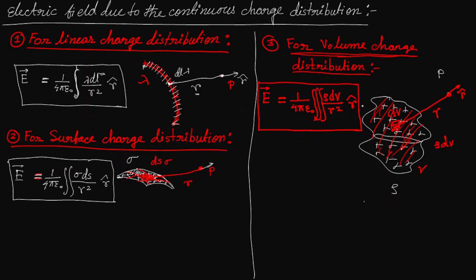Okay. So these are three standard definitions. Using these definitions, we can calculate the electric field at point P because of linear charge, because of surface charge, and because of volume charge. So in the next class, we will solve some examples using these definitions.